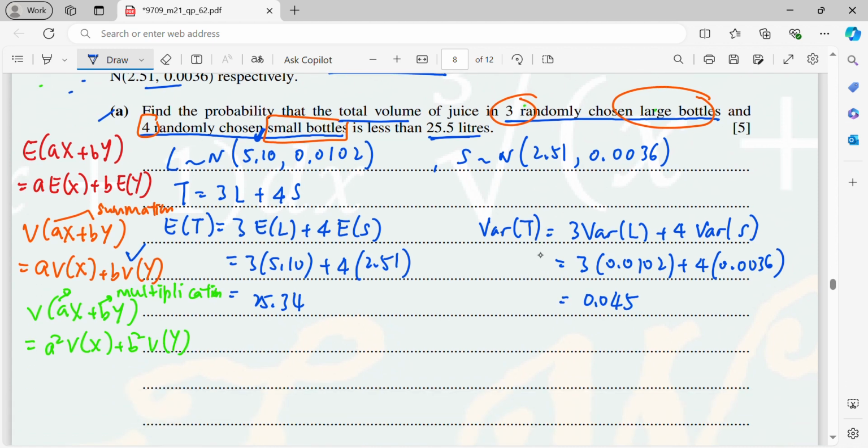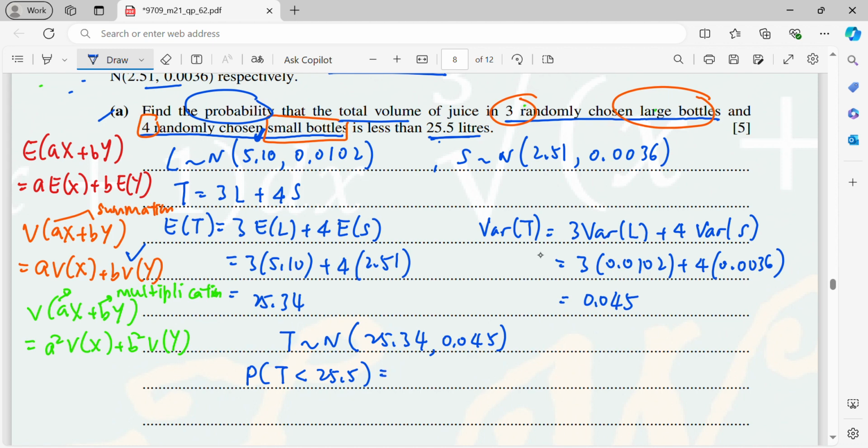And now, from here, I will say my T is basically normally distributed. The mean is 25.34 and the variance is 0.045. Now, you need to calculate the probability that the total is less than 25.5. So P, T less than 25.5.